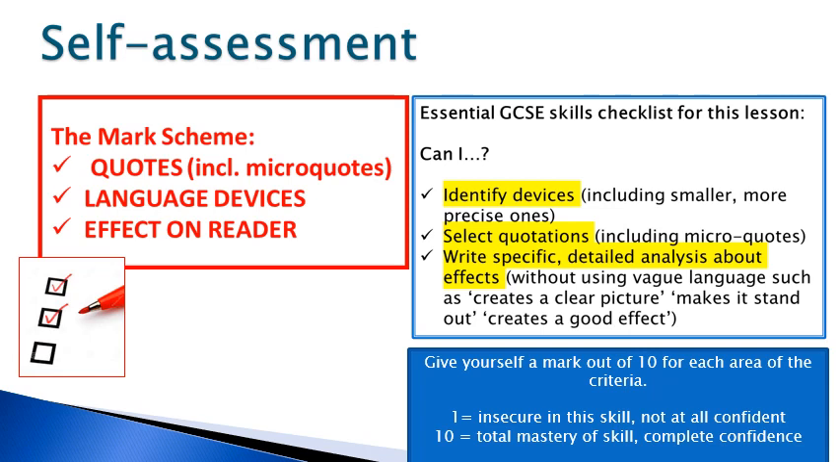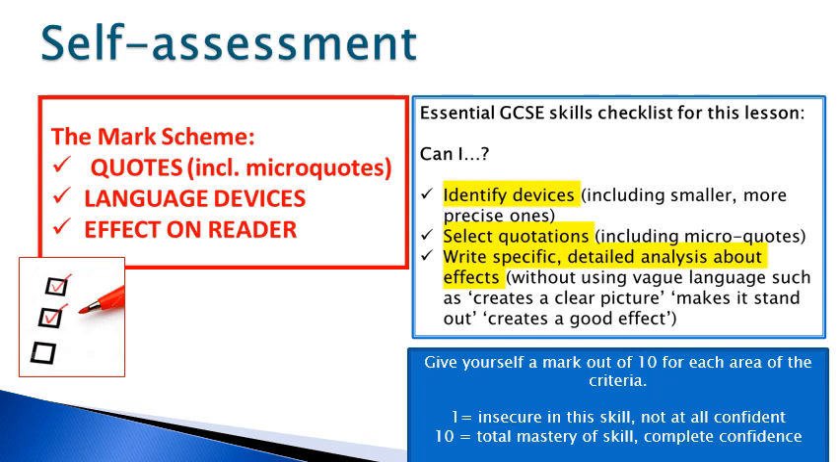So I want you to give yourself a mark out of 10 for each area of the criteria. For quotations, language devices, and effect on the reader. 1 if you think not secure in this skill. 10 if you think complete mastery of this skill, or any of the kind of scale in between, and that will give you an idea about what you need to work on in future. I'll also upload a further kind of assessment and feedback video on what a really good paragraph on this text might look like, so that you can also watch that as well after you've had a go at doing your own and see how your paragraph compares to the kind that I've constructed, okay, as a model for you. Right, well done.